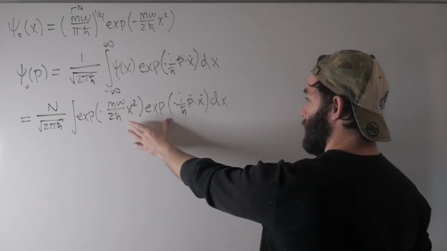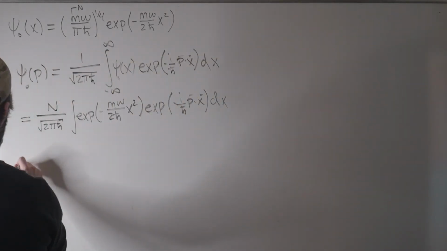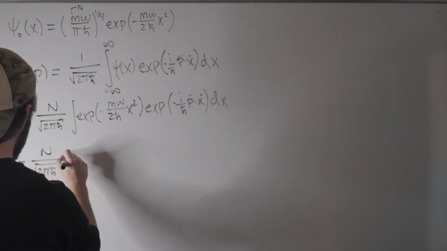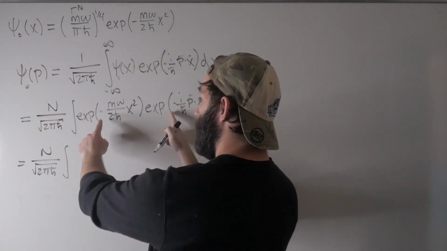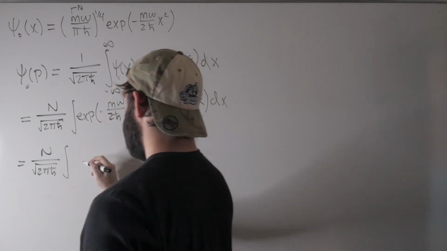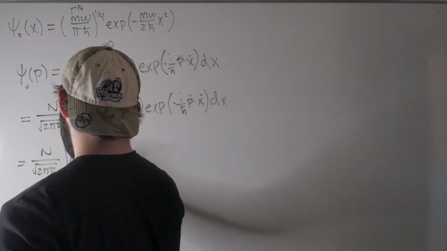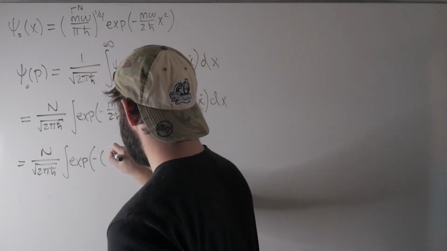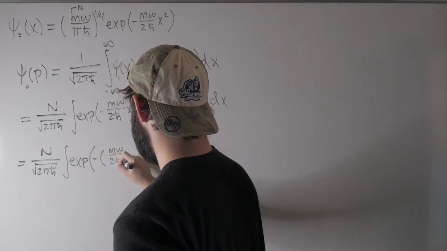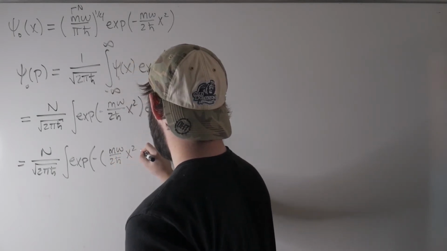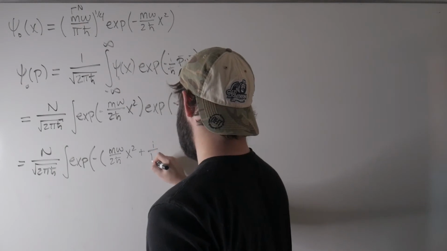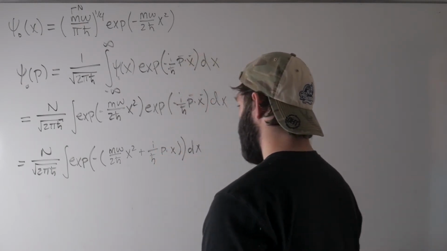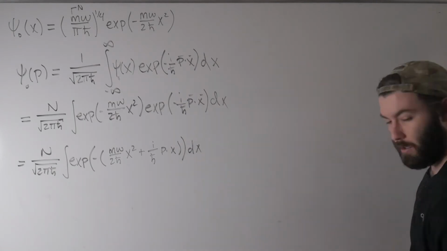Okay, so now we're just going to combine these exponentials. So this is equal to n over root 2 pi h bar. And I'm going to factor out immediately this negative sign. So we have an exponential minus m omega over 2 h bar x squared plus i over h bar p dot x, dx. I'm going to switch markers because it looks like this one's getting a little tired.